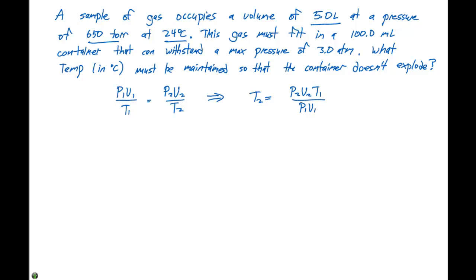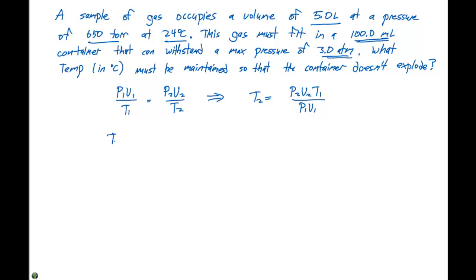And the initial set of conditions that we're going to look at are 5.0 liters, 650 torr, and 24 degrees Celsius. Our second set of conditions are 3.0 atmospheres and 100.0 milliliters. So when we plug these pieces into the equation, we need to keep those in mind.